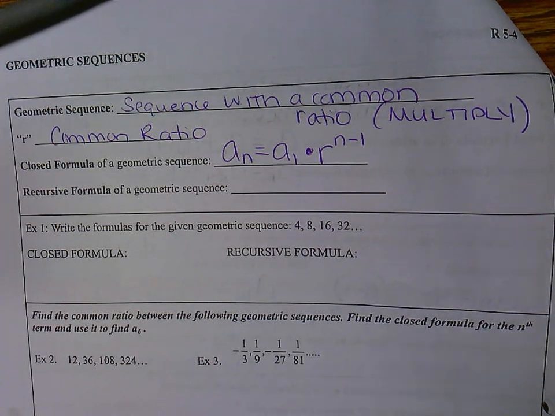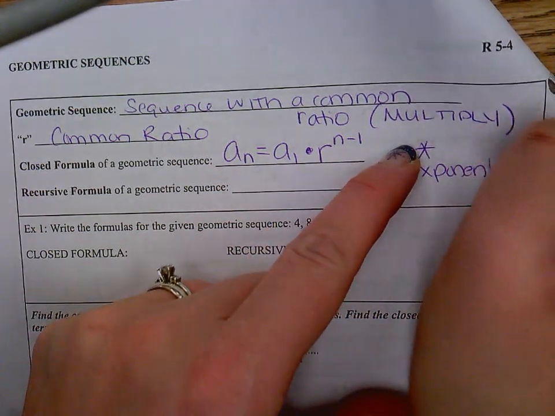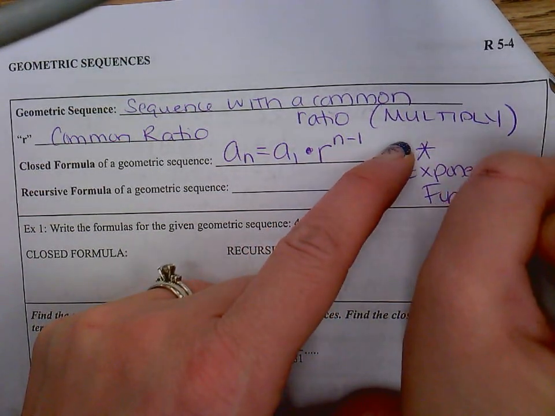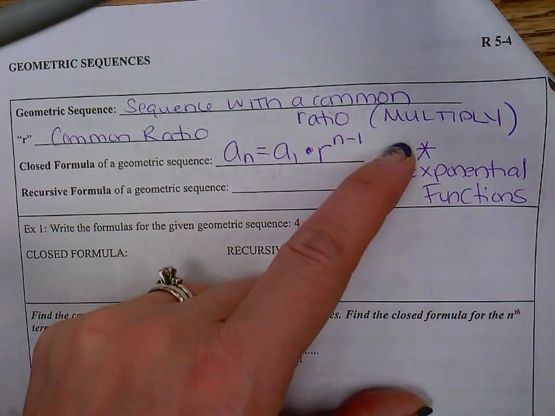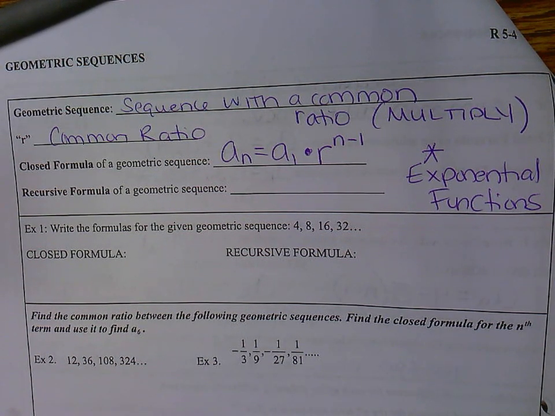So you could write over here that they're most like exponential functions. What were arithmetic most like? Linear. So arithmetic is linear and geometric is exponential. So when I asked you to compare and contrast arithmetic and geometric, one has a common difference versus one has a common ratio. One is like a linear function and the other is like an exponential function.